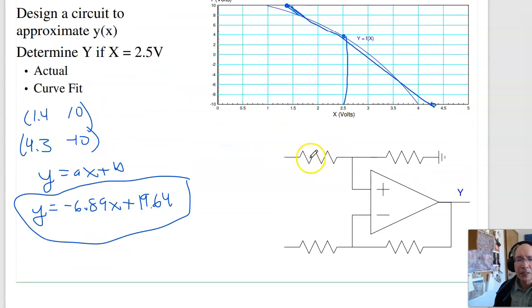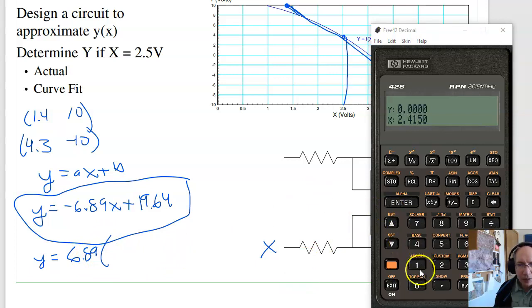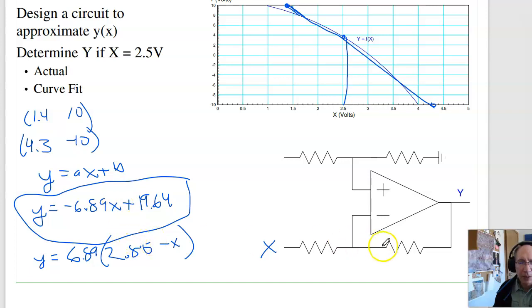And then to design the circuit, this has the negative gain, so here's x, goes in the minus side. I would rewrite this as y is 6.89 times 19.64 divided by 6.89, 2.85 minus x. Yeah, same thing, just rewritten. But that works better for this guy.